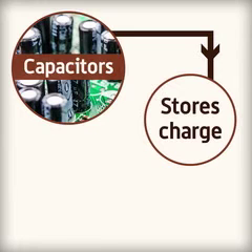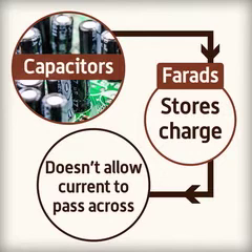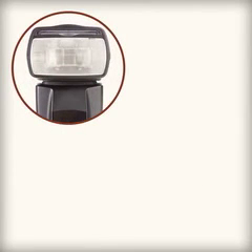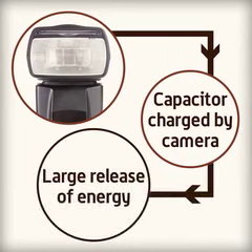A capacitor stores a charge and does not let an electrical current pass across it. The amount of charge that is stored is rated in farads. For example, in a camera flash gun, a capacitor is charged by the camera battery, which allows a large release of energy to briefly light the flash tube.